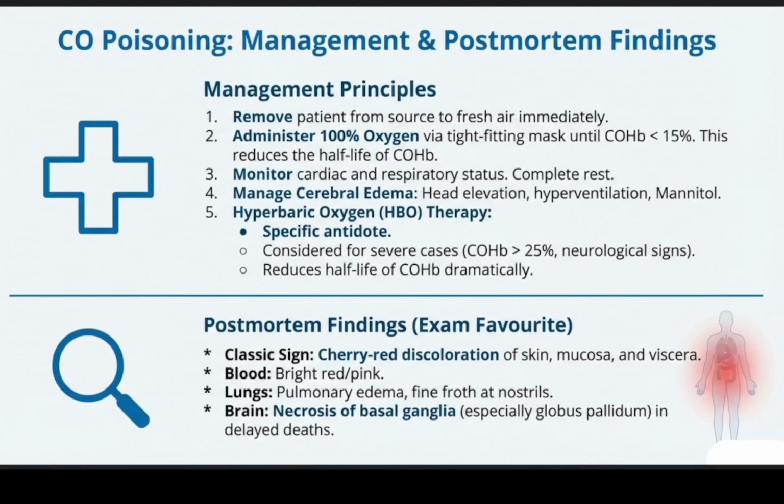Again, giving oxygen again. Then postmortem findings, again very much important from your exam point of view. Cherry red discoloration on the skin, mucosa, and viscera. Classic sign, remember. Then blood, bright red or pink in color. Lungs, pulmonary edema will be there, and fine froth at the nostrils. Brain, again, I was telling about necrosis of the basal ganglia, putamen, the globus pallidus, in delayed death. These are the postmortem findings.